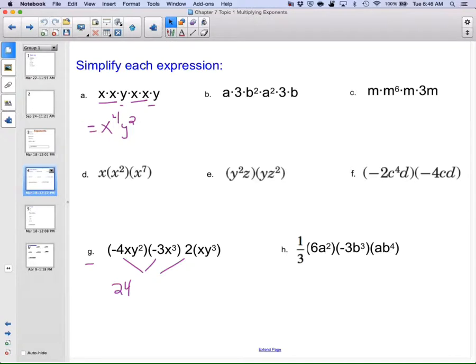Now I'm going to start collecting my variables. X, x cubed, and another x makes 5 of those. So that's 24 times x to the 5th. And then we have y squared and y to the 3rd, which is y to the 5th. Alright, so now you guys can pause this video and work on the example problems that are left on this slide.